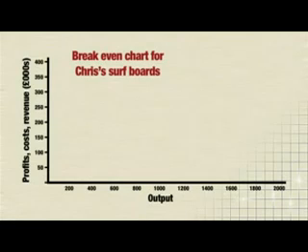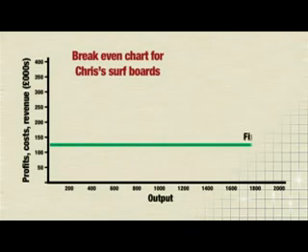The next thing to go on is the fixed cost line, which is always a horizontal line as the fixed costs don't change. In this case, they're £120,000, so go here.